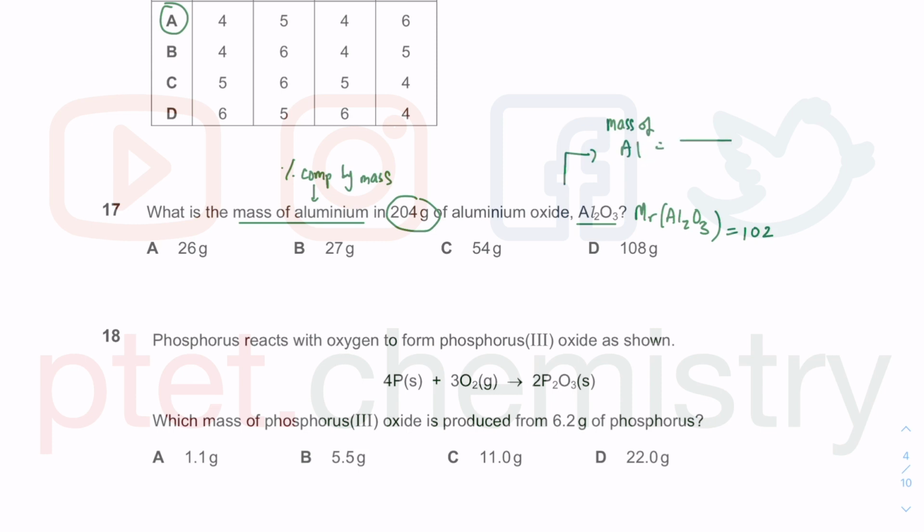Out of the total MR, which is 102, you have 2 aluminium, each of which has a mass of 27 gram per mole. Instead of times 100%, you want to know out of 204 grams. So 27 times 2 divided by 102 times 204, I get exactly 108 gram there. So 108 gram is our answer there.